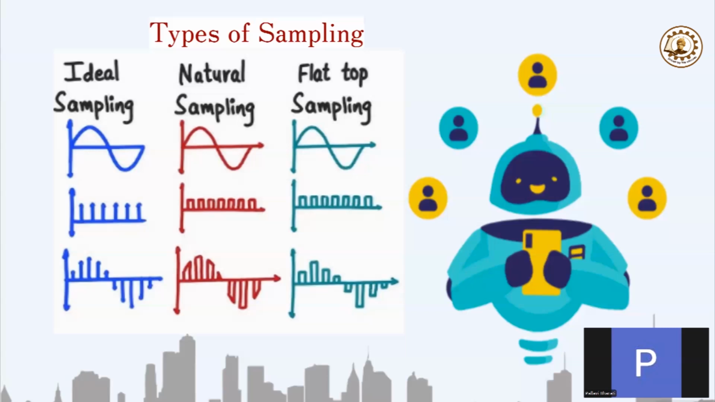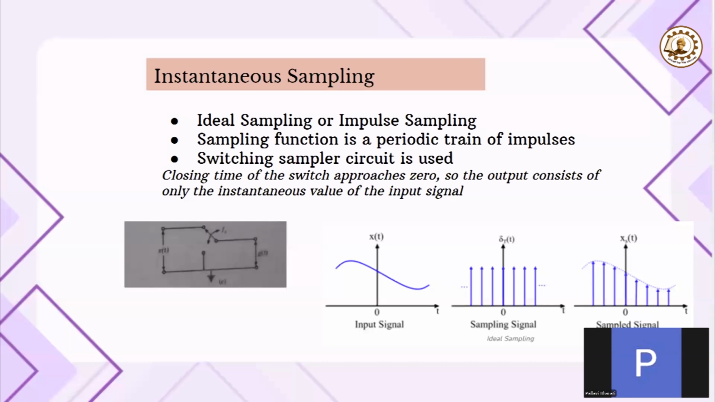Okay, let's go into the detail of these things, and the differences will become clearer. Instantaneous sampling has other names also. This is the ideal sampling, also called impulse sampling. Here, the sampling function is a periodic train of impulses. You can see over here, this is your periodic train of impulses, delta t.